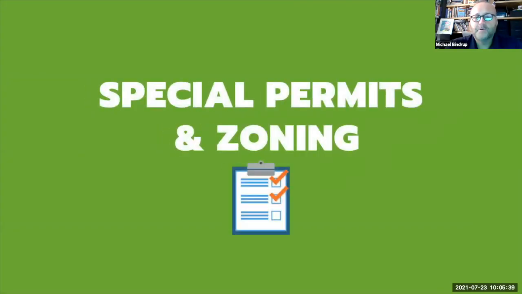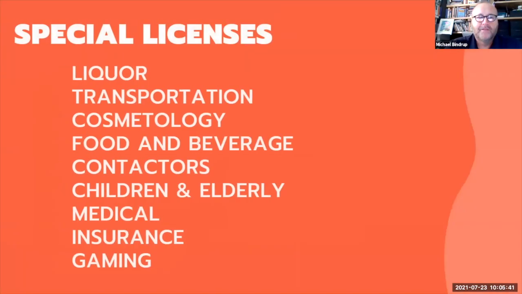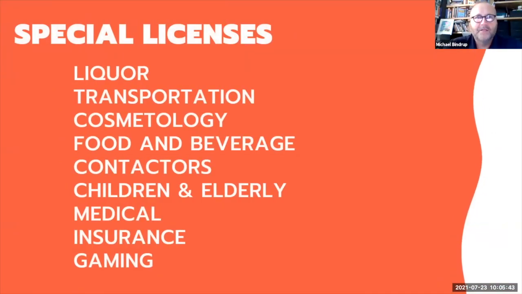So, special permits and zoning. There are special licenses if you sell certain types of products or deliver certain types of services. Some of these are liquor licenses. You cannot sell alcohol just because you decide to one day, right? You have to have a special permit in order to do this. If you want to transport people or transport goods, there are special state licenses for this. Cosmetology, you can't just set up a barber shop in your house, okay? You have to be licensed by the cosmetology board.